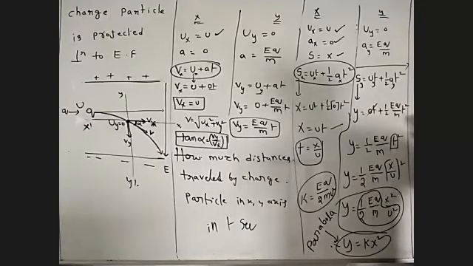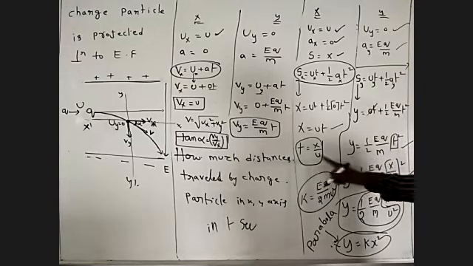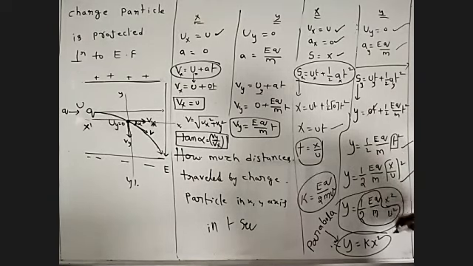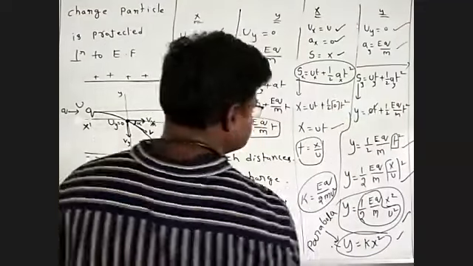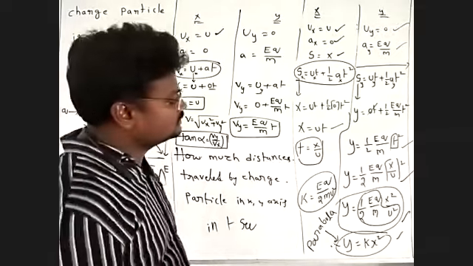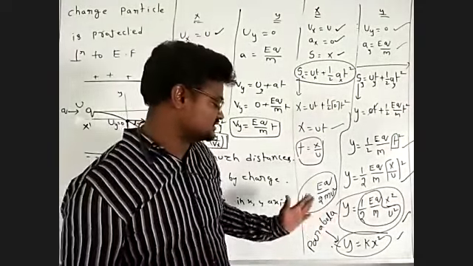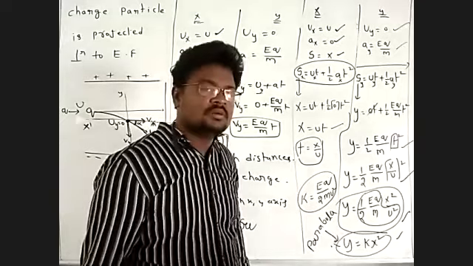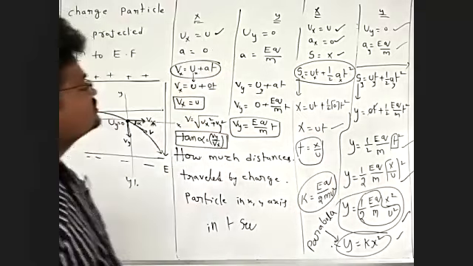S is equal to ut plus half at squared. Uy is equal to 0. A is equal to qE by m. Now putting all values in this equation, we get this equation. Here t is equal to x by u. Putting this value in the equation, we get y is equal to kx squared, where k is equal to qE by 2mu squared. Y is equal to kx squared is the equation of a parabola. The path traveled by the charged particle is a parabolic path.